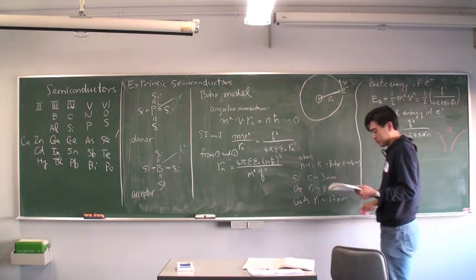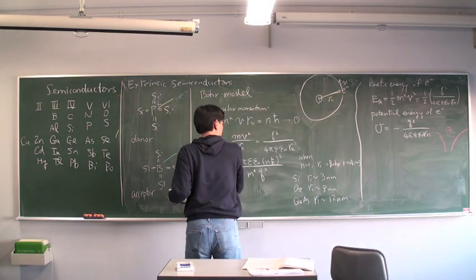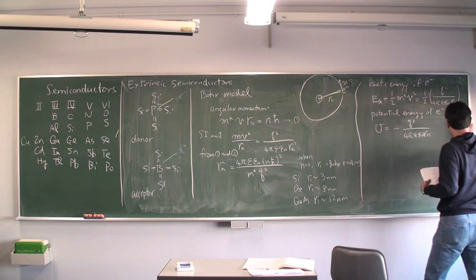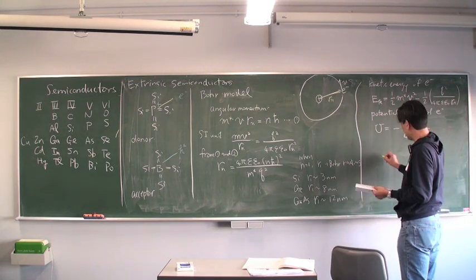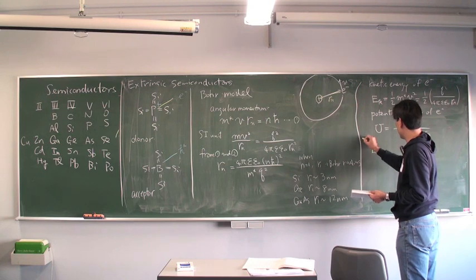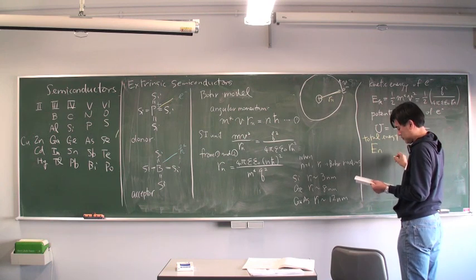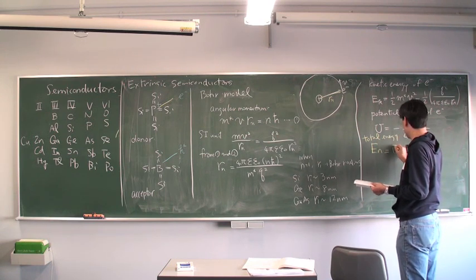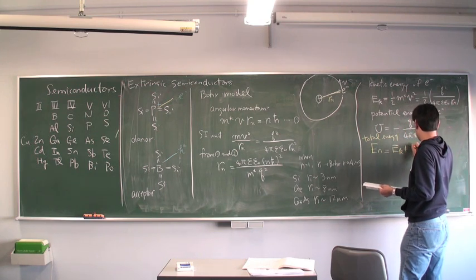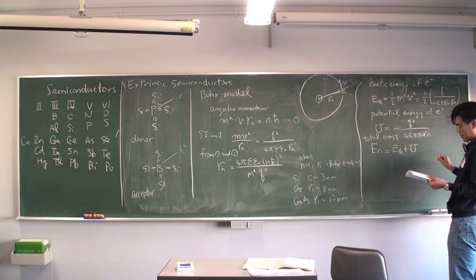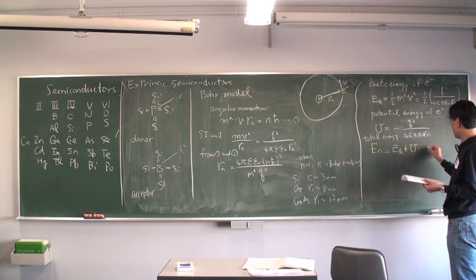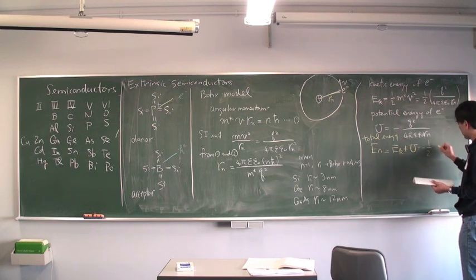So the total energy is given by En, total energy, En equals Ek plus U, and that's minus 1/2 Q square over 4 pi epsilon 0 Rn.